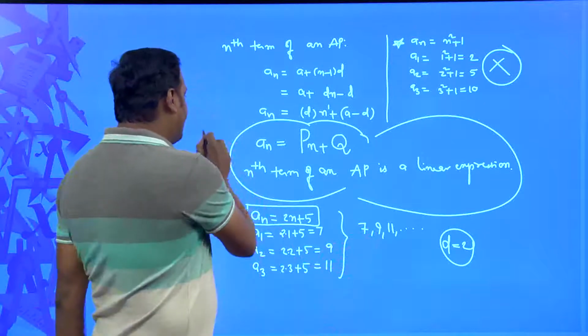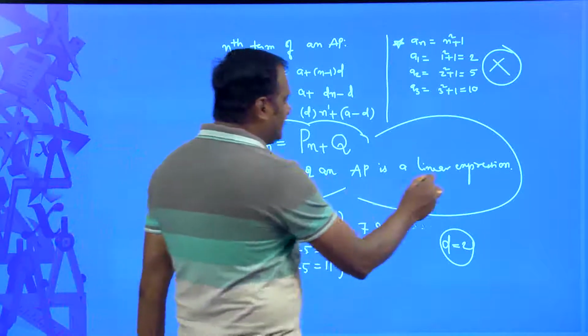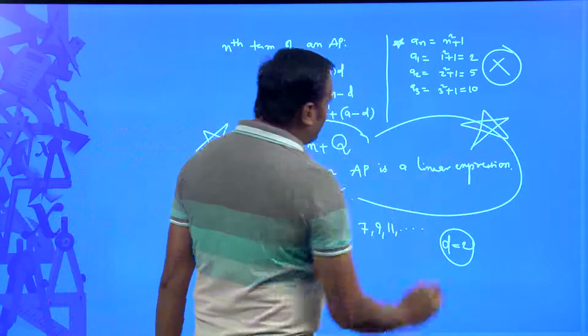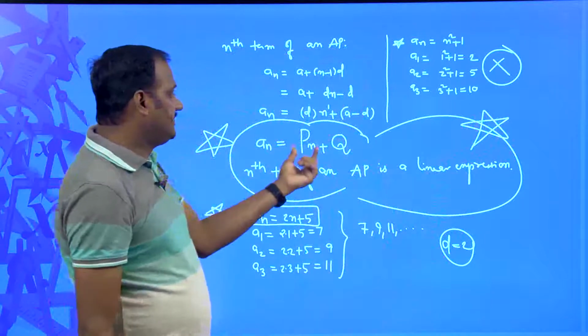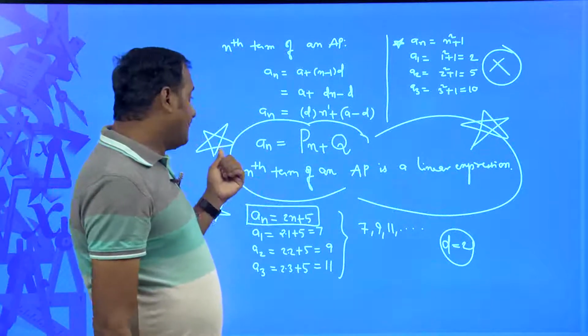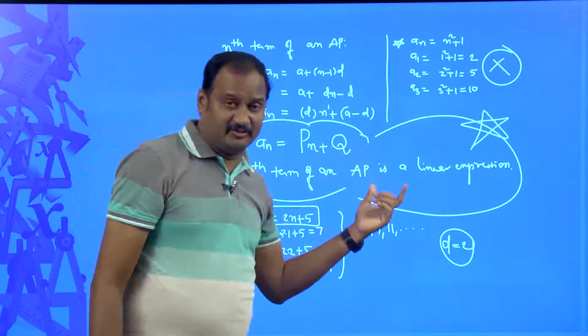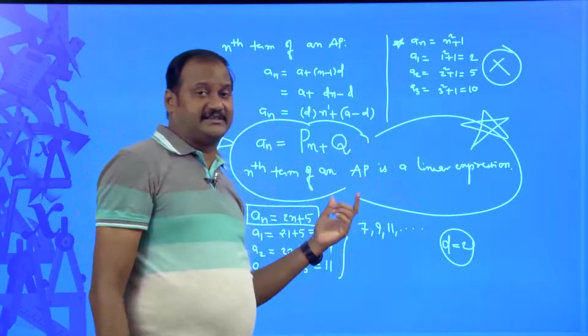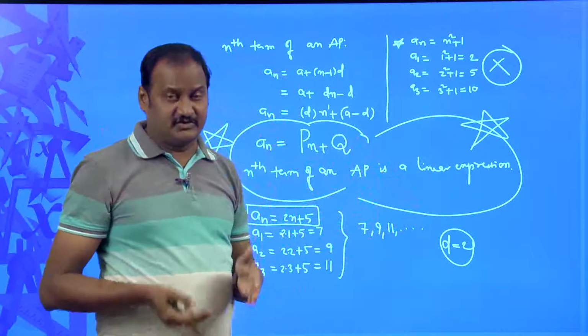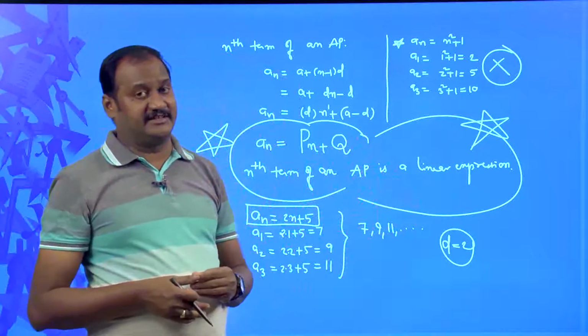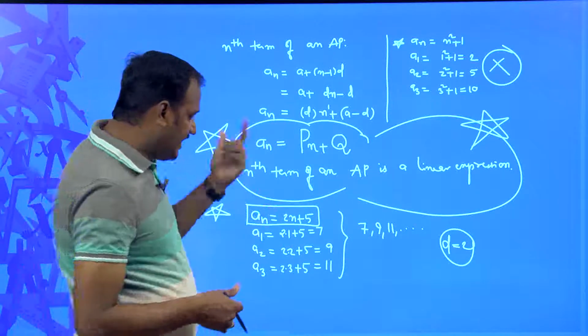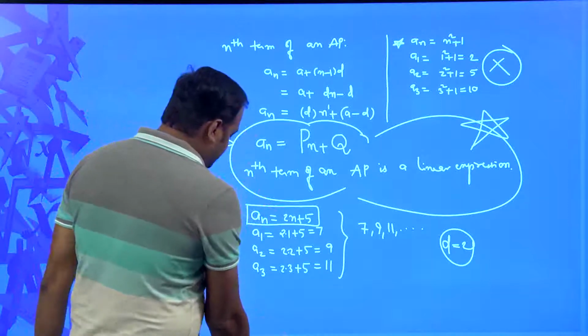That is why I have mentioned here that the nth term of an arithmetic progression will be of the form Pn plus Q. In fact, you can write it as a linear expression. So, every linear expression forms the nth term of an arithmetic progression. And coming to the next level of this concept, we understood one thing, that the nth term of an arithmetic progression is always a linear expression.